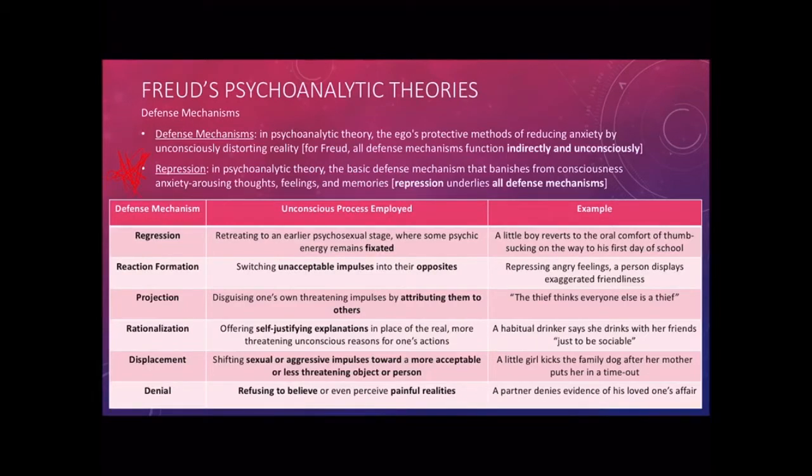So then you've got regression. This is when you're faced with something anxiety-producing, and to deal with that anxiety, you go back to an earlier psychosexual stage. An example would be a little boy on his way to his first day of school, and he's nervous, so he starts sucking his thumb. Thumb sucking should have ceased by about 1.5 years of age. So when a 4 or 5-year-old is going to school for the first time and they start sucking their thumb, they've regressed or retreated back to an earlier practice to reduce anxiety.